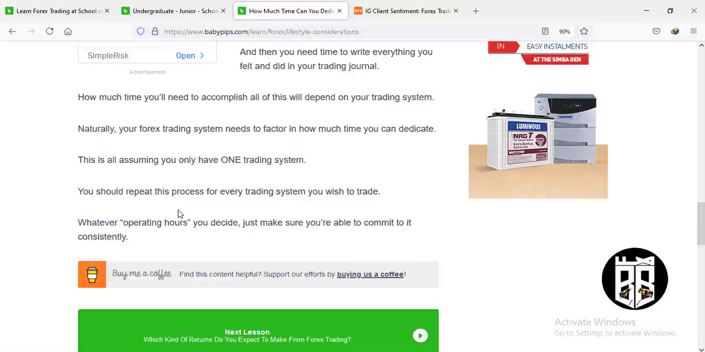Naturally, your forex trading system needs to factor in how much time you can dedicate: your focus, your trading plan, your trading system, your entry and your exit, and your review. You should repeat this process for every trading system you wish to trade. Whatever operating hours you decide, make sure you are able to commit to it consistently.